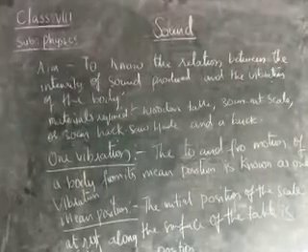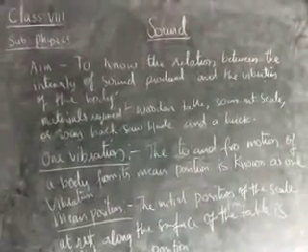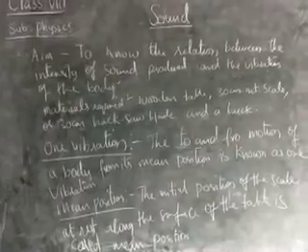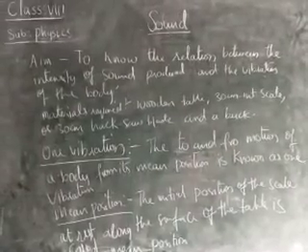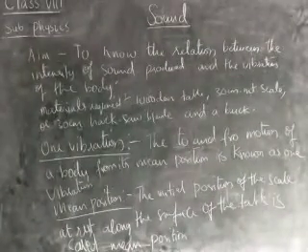Okay, children? Right. The initial position of the scale at rest along the surface of the table is called the mean position.